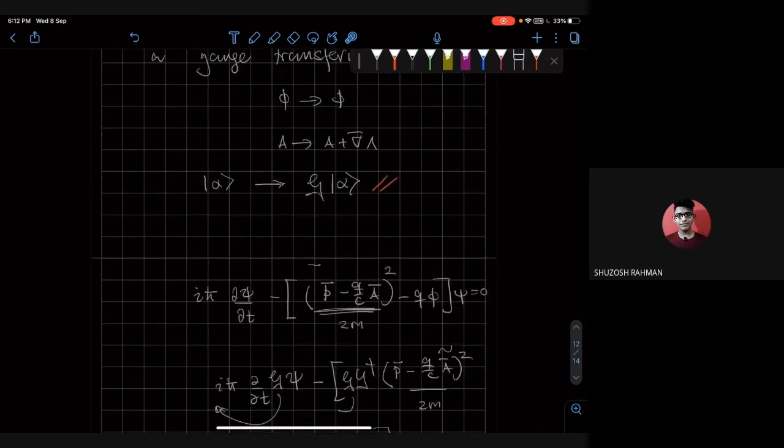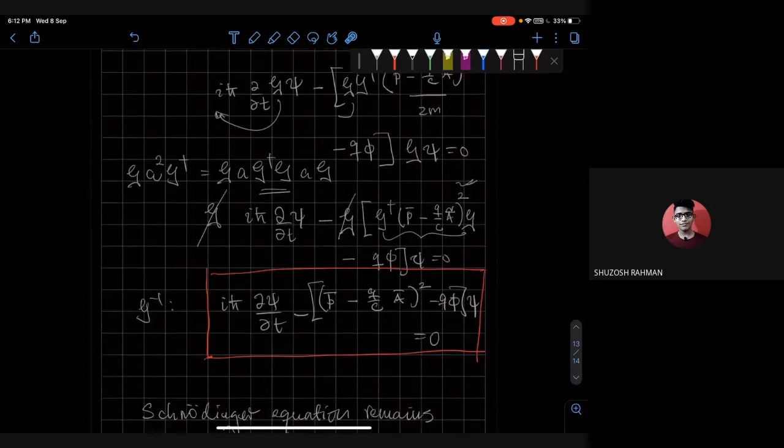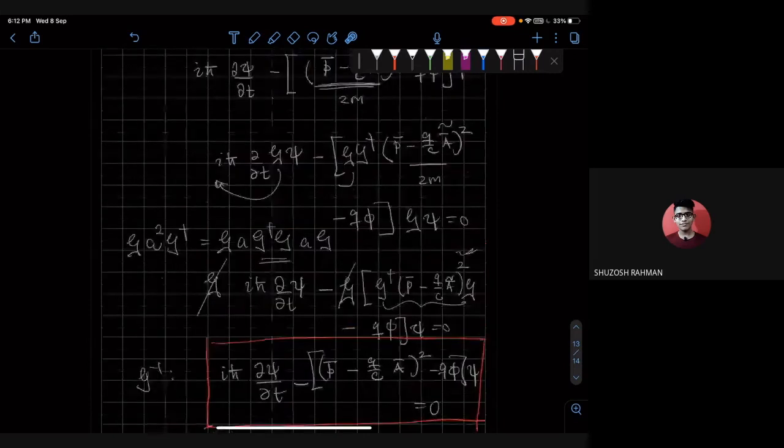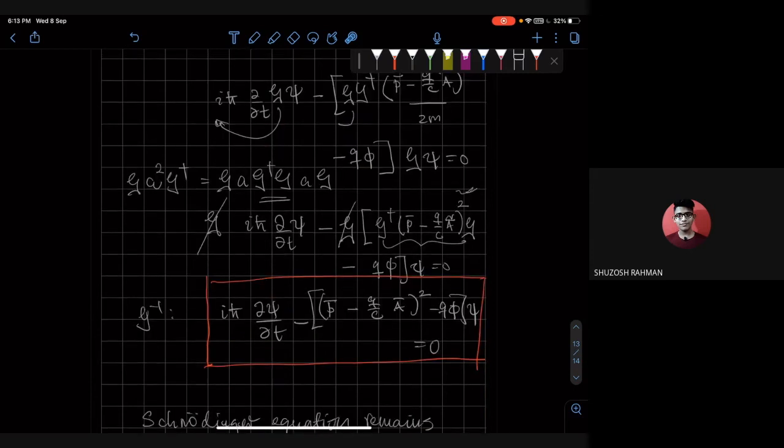So, because it's a phase, I can insert the phase and its conjugate here. This is 1. Do you agree? Yeah. So now, the phase depends only on space, so the time derivative doesn't do anything on it. So I can pull out the time derivative outside, and I can also pull out one of the G's from the bracket here.